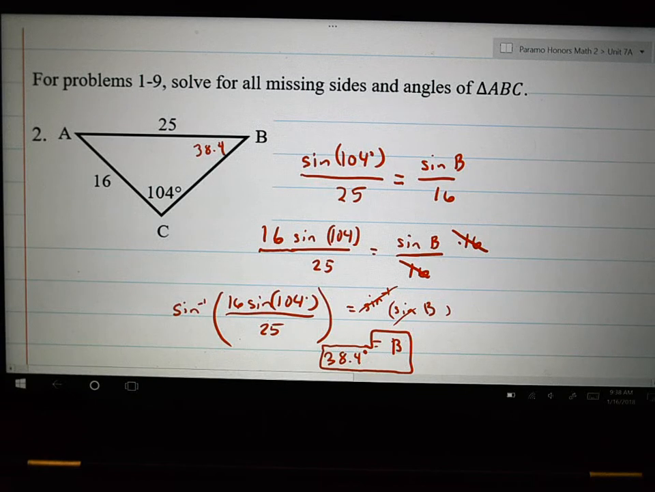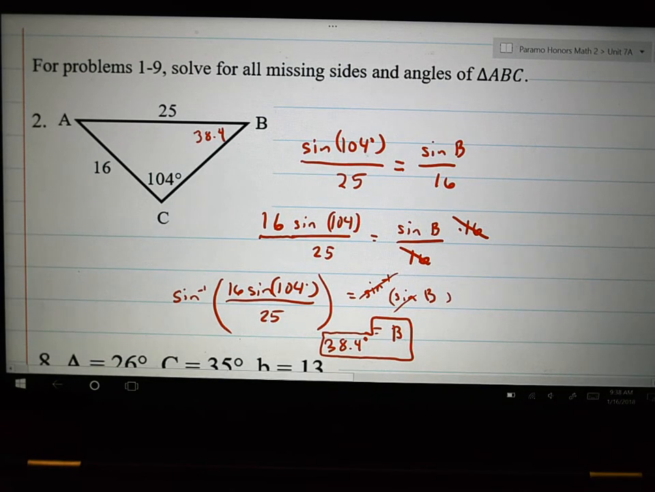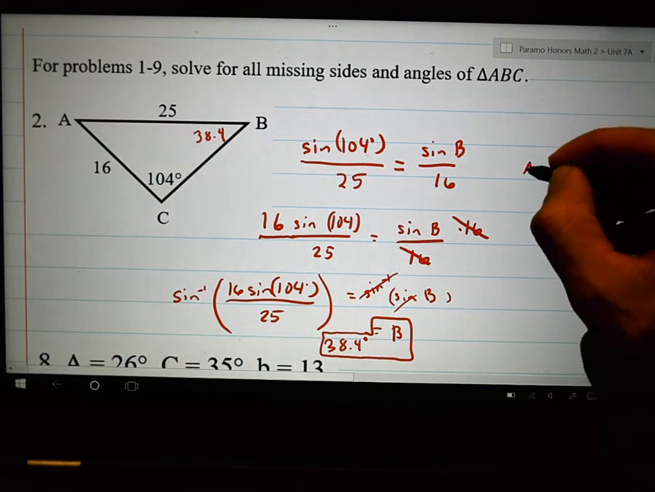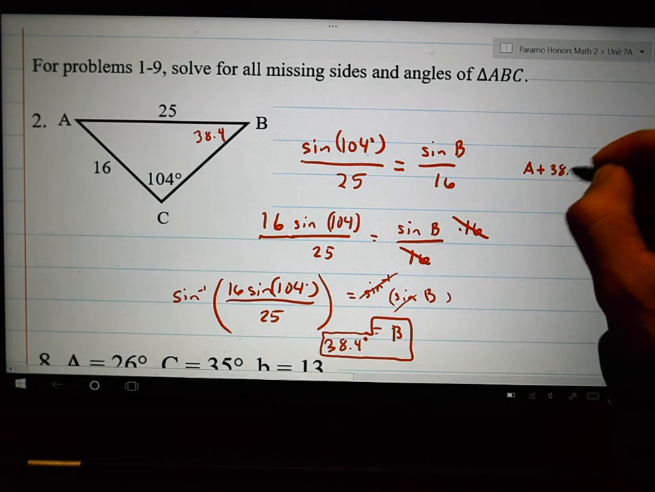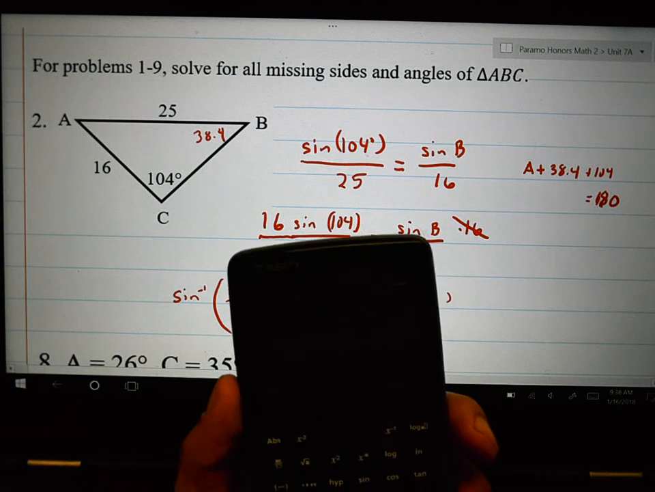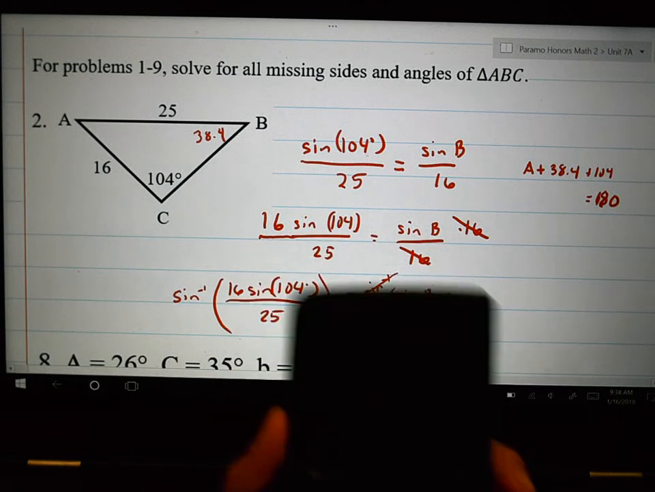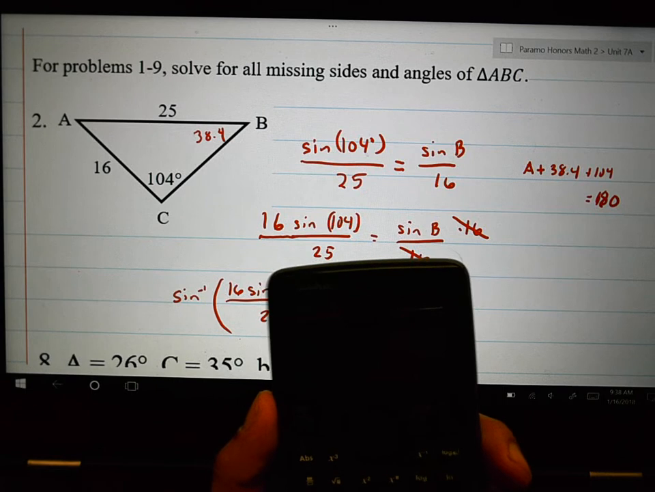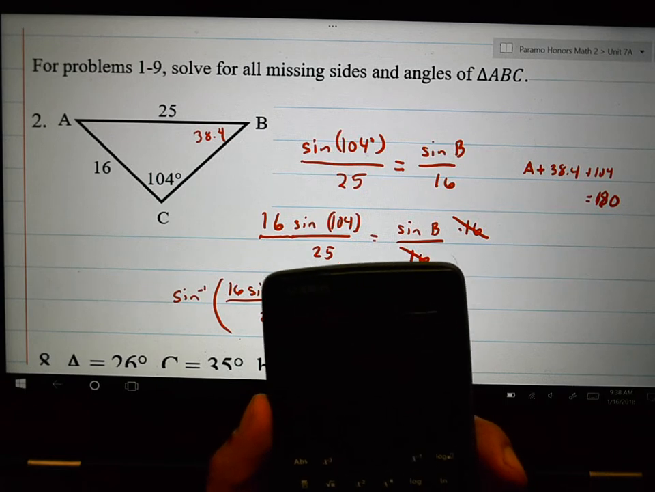Will angle A be pretty easy to figure out now? This is where you could use the law of sines again if you want to find out what angle A is, but I would just subtract from 180 at this point. So to find angle A plus 38.4 plus 104 should equal 180 degrees. I'm going to take 180 and I'm going to subtract 104 and I'm going to subtract 38.4 to see what is left over.